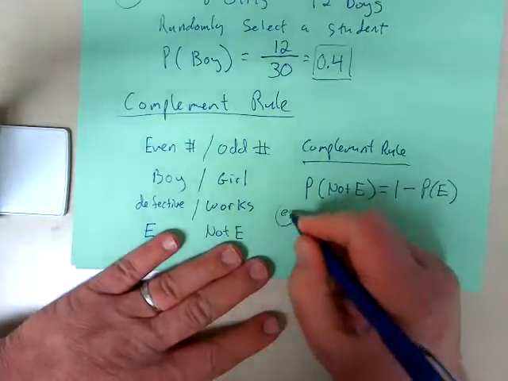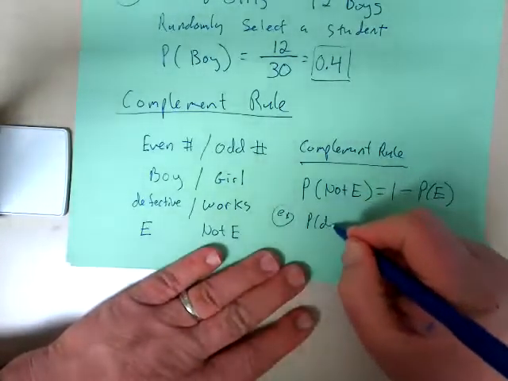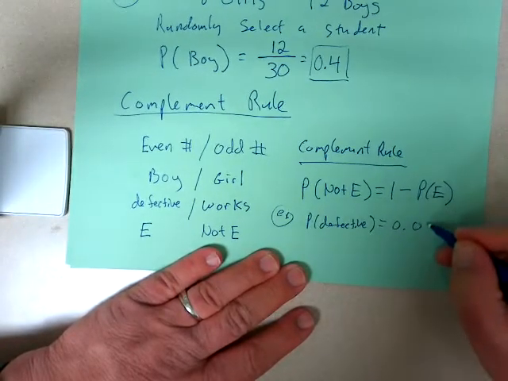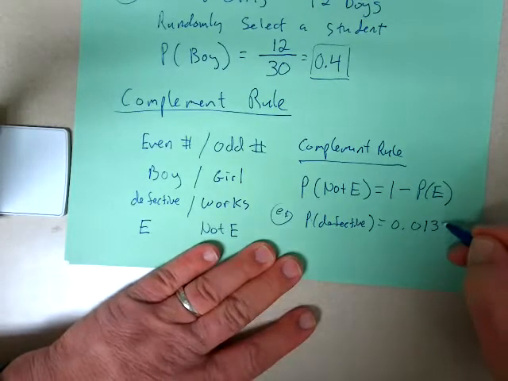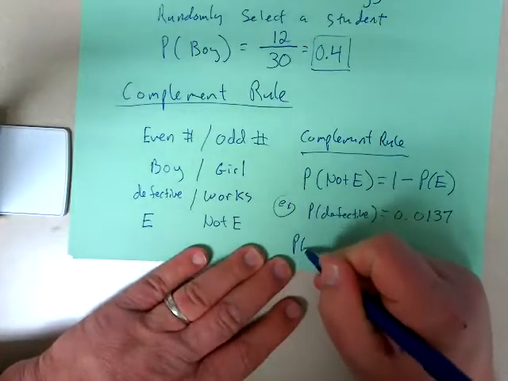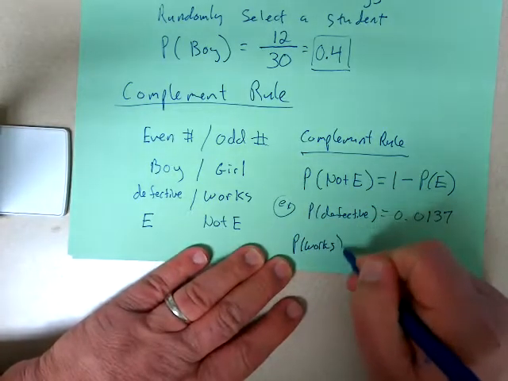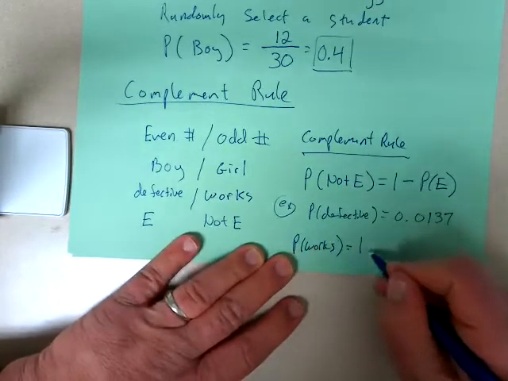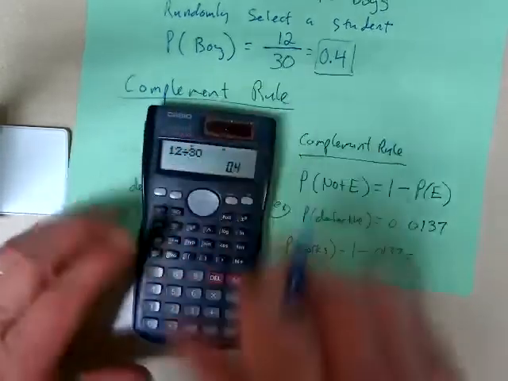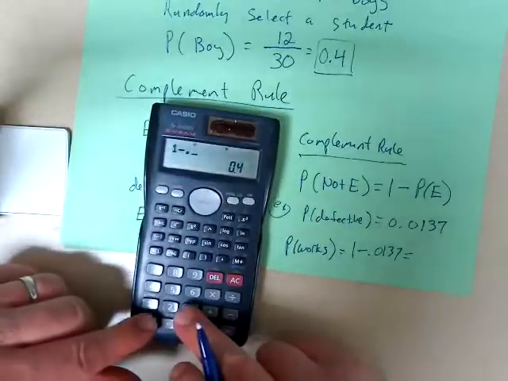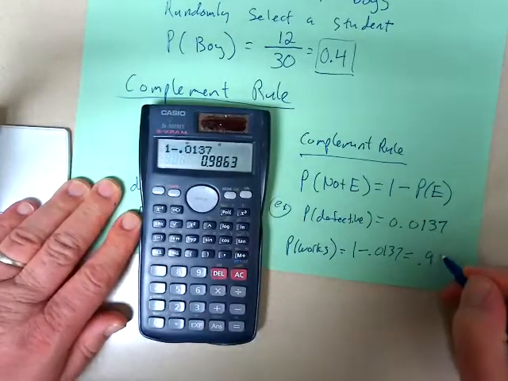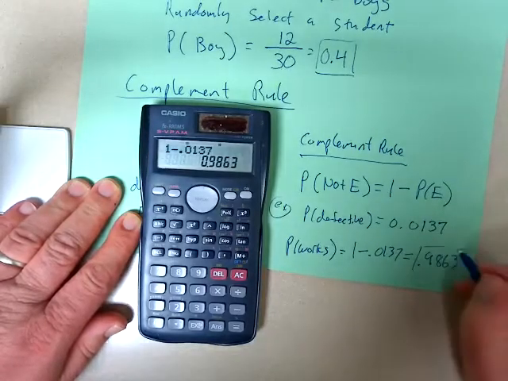So let me just give an example. Let's say the probability that a part is defective is like 0.0137 or something like that, right? So then the probability that it works, these are complementary events, it'll just be 1 minus the probability that it's defective. And so I could do 1 minus 0.0137. And I get like 0.9863.